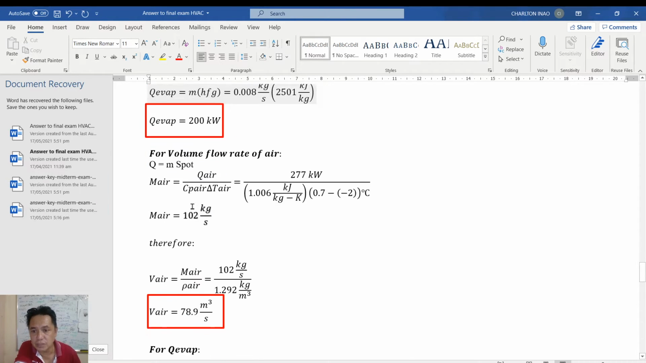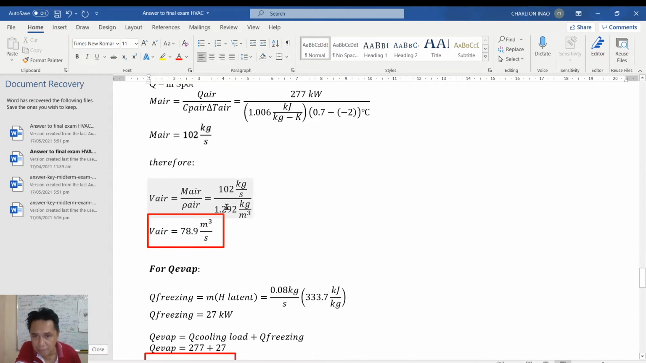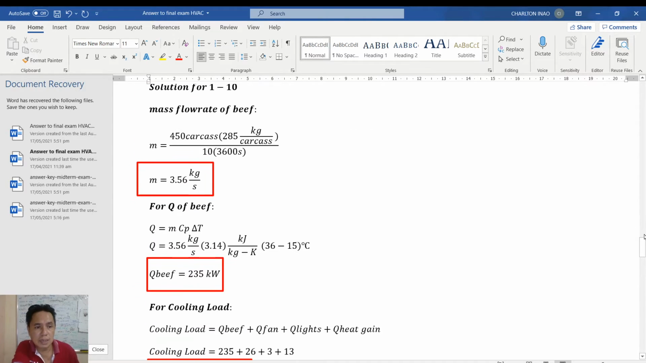That's the mass of the air. So what we're going to do with that is we have a mass of air, then we have the density of air, which is pretty much standard, 1.293 kilograms per cubic meter. So kilogram and kilogram will be canceled. So the volume is 78.9 cubic meters per second.